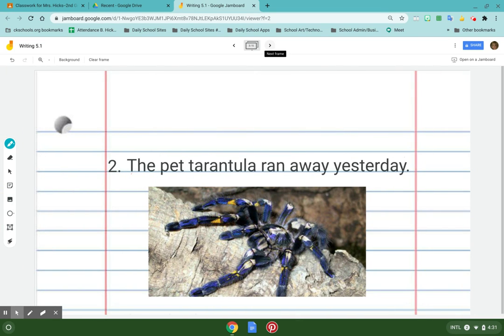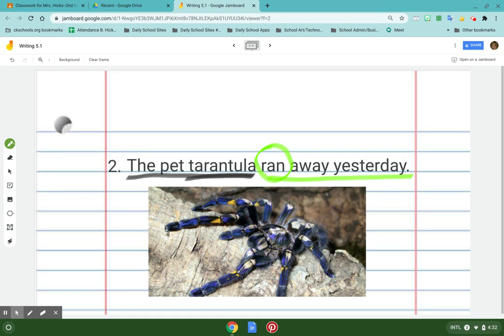Ooh, isn't it pretty? The pet tarantula ran away yesterday. All right, so do you know what your subject is? Well, I'm going to say tarantula and everything before it because the pet tarantula is our subject. Do you know what your verb is in this sentence? What is the pet tarantula doing? Is it eating? Is it walking? Is it running? What is it? What kind of motion could you see it do? Well, it's past tense and it's ran. That would all be my predicate. All right. The pet tarantula ran away yesterday.